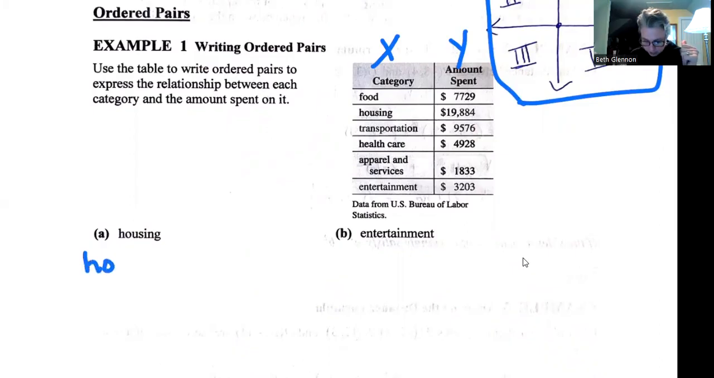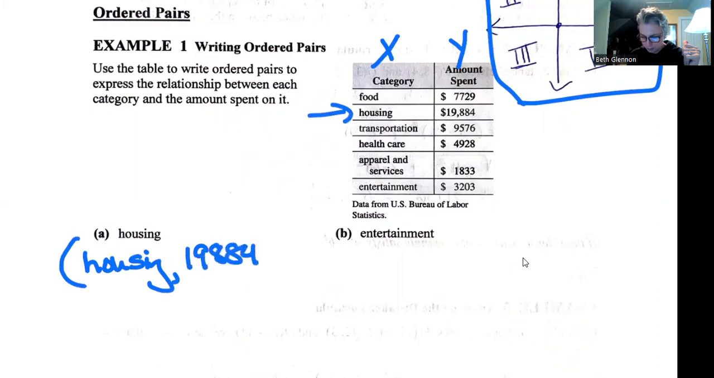So I would say housing, comma, and then you look over to how much housing is, and that is 19,884. I'm not going to put in a comma here. I don't want you to think it's an ordered triple.